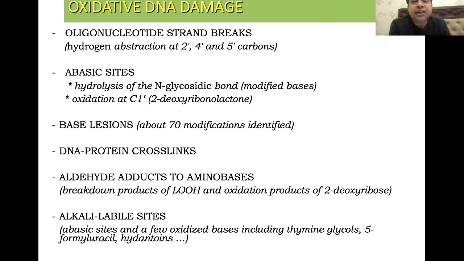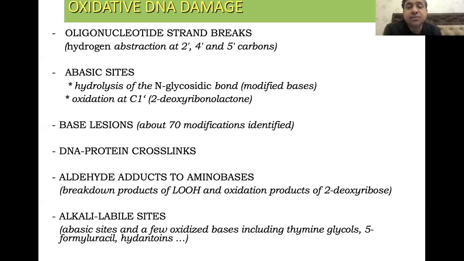Now in oxidative DNA damage, there are oligonucleotide strand breaks where hydrogen abstraction can take place at the 2 prime, 4 prime, and 5 prime carbon atoms. Then there are abasic sites, where we know that the N-glycosidic bonds are very, very important for the different cell signaling pathways. So if there is hydrolysis of these N-glycosidic bonds or they get modified, then it causes compromise of the function of the biomolecule. That is called abasic site reactions. So they are like hydrolysis of N-glycosidic bonds or oxidation at C prime. They cause reduction in the innate reactions of the DNA.